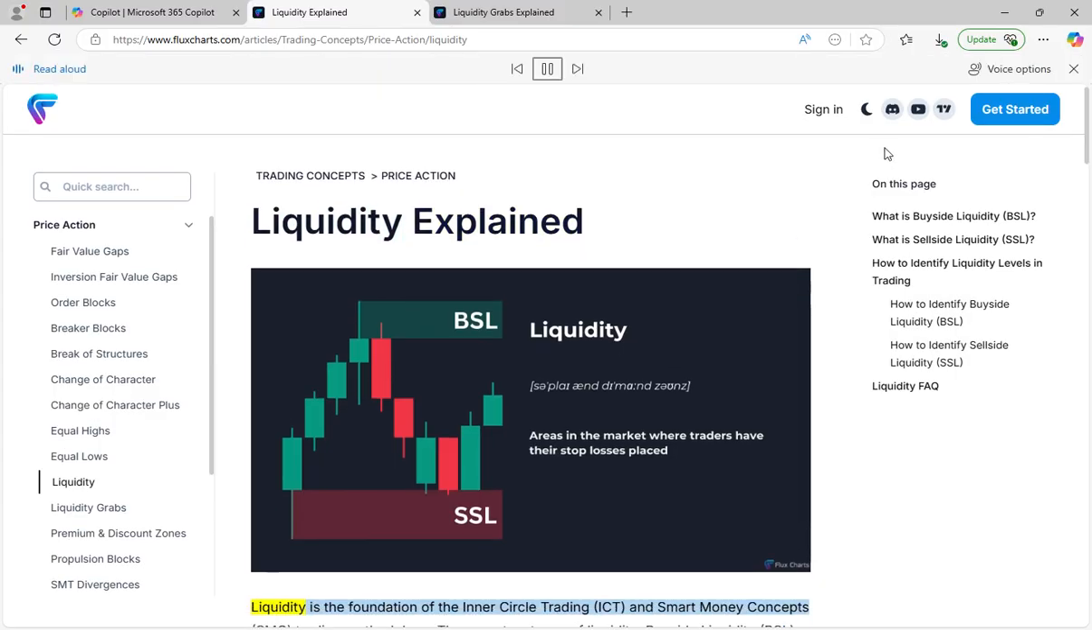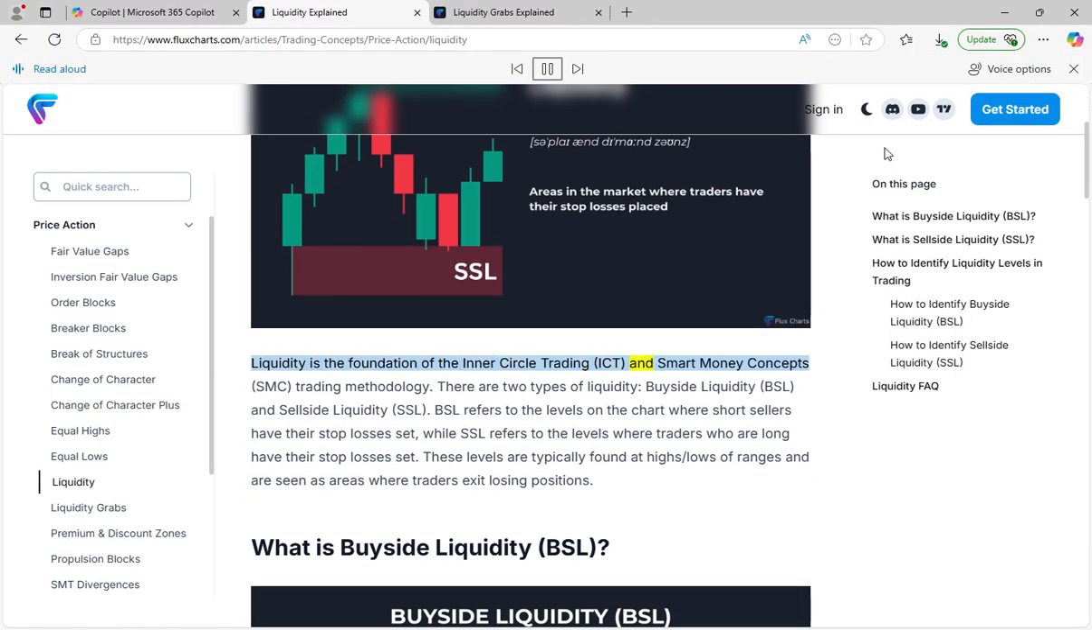Liquidity explained. Liquidity is the foundation of the Inner Circle Trading (ICT) and Smart Money Concepts (SMC) trading methodology. There are two types of liquidity: buy-side liquidity (BSL) and sell-side liquidity (SSL). BSL refers to the levels on the chart where short sellers have their stop losses set, while SSL refers to the levels where traders who are long have their stop losses set. These levels are typically found at highs/lows of ranges and are seen as areas where traders exit losing positions.